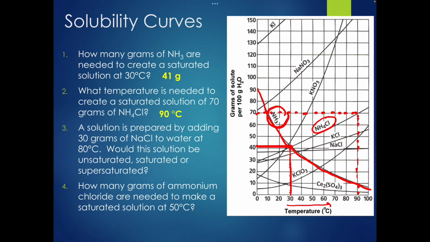Okay. Our next one says a solution is prepared by adding 30 grams of sodium chloride to water at 80 degrees Celsius. Would this be unsaturated, saturated, or supersaturated? So we have 30 grams, so here's 30 grams, and 80 degrees Celsius. So if we go 30 grams at 80 degrees Celsius, that puts us right here. And we're talking about sodium chloride. So here's sodium chloride. This is our sodium chloride line.